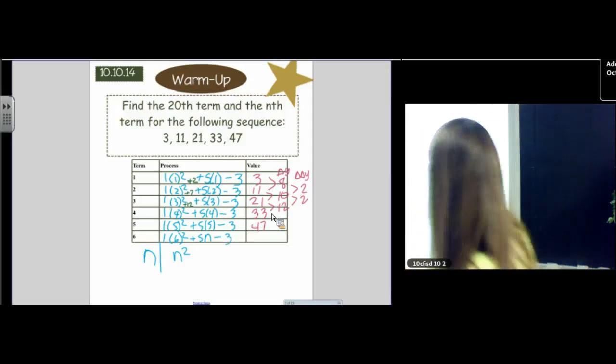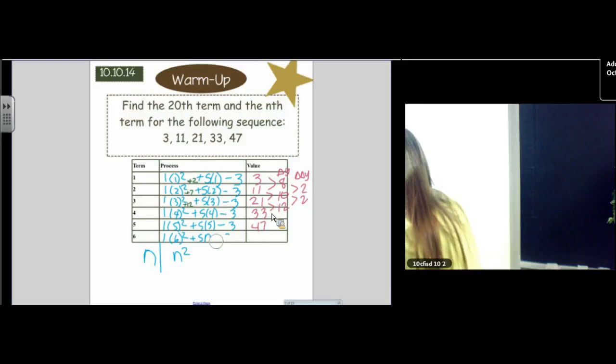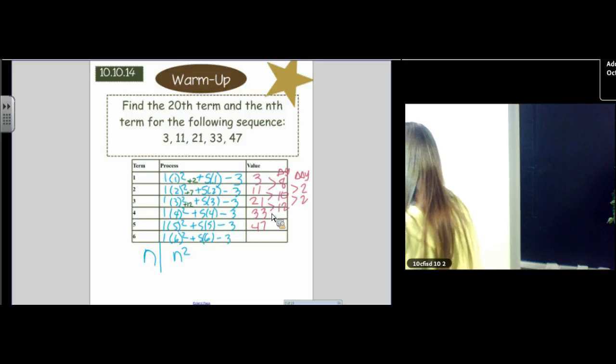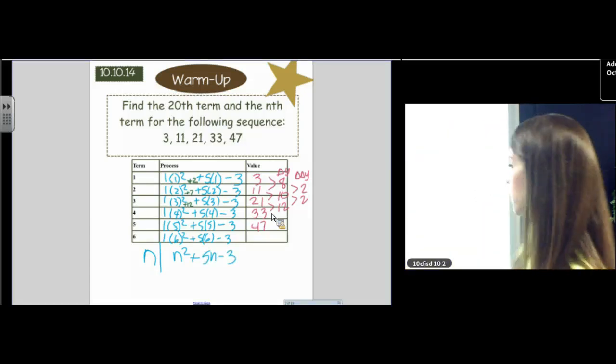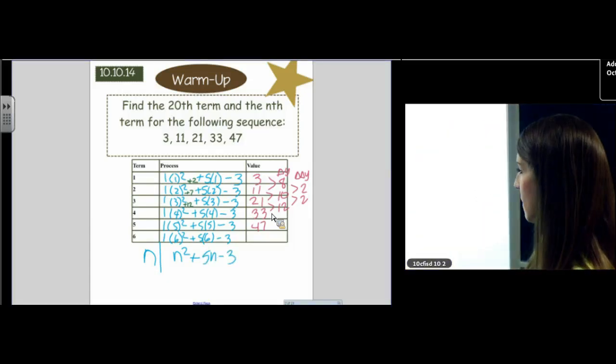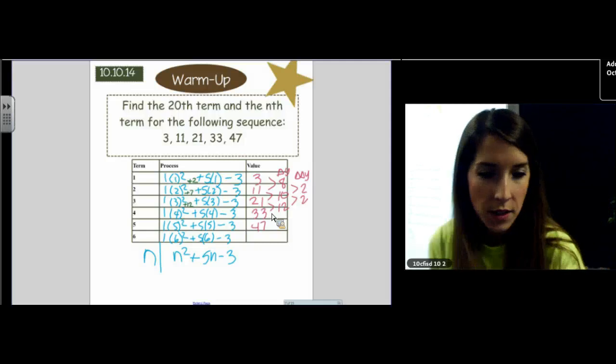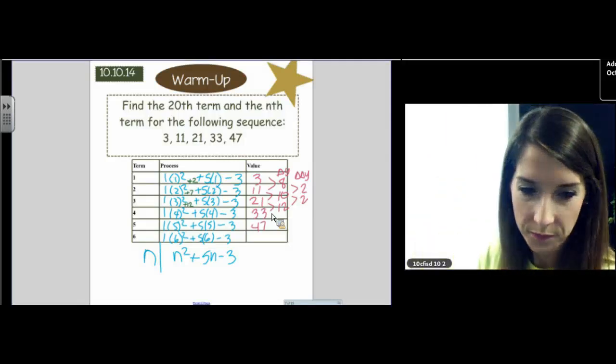And so, oops, I put my n on my 6, didn't I? And so we've got n squared plus 6, sorry, it's 5n. I'm not doing good without this nth column on there. N squared plus 5n minus 3. So what's our 6th term?